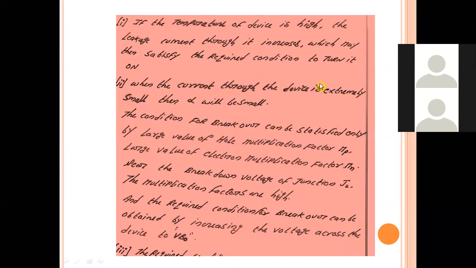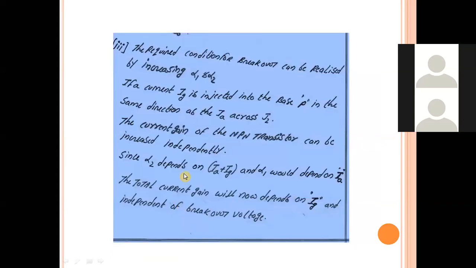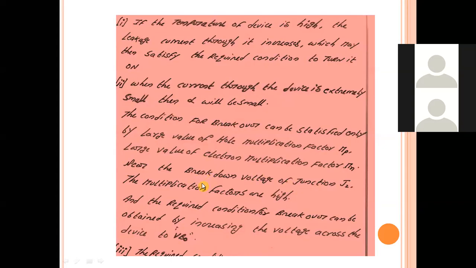That is, whenever the current through the device is small, you are going to have a large value of multiplication factors of holes and electrons. So at the reverse biased junction, the multiplication factor is going to be high. Simply a small increase in the voltage across the device makes the junction break down and the device moves to conduction. So that is the second consideration.